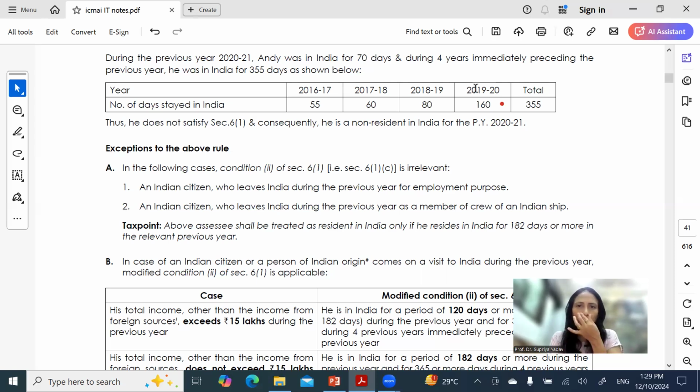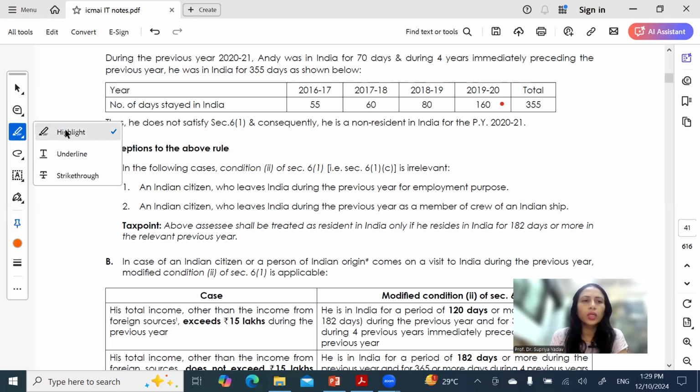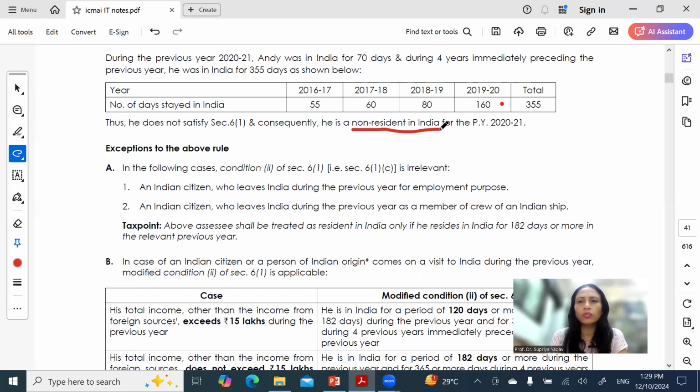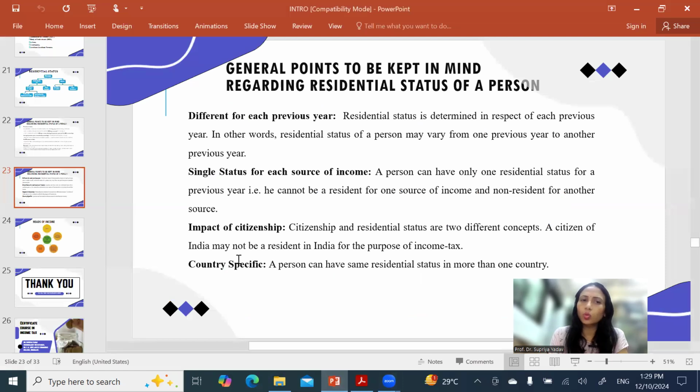So though he stayed more than 60 days in the previous year, in the immediately preceding last 4 years he did not stay for 365 days or more. So he is a non-resident of India. Understand this? He is a non-resident of India for previous year 2021. In this way, we decide the residential status of any individual. So we understand how the residential status of any individual is decided.